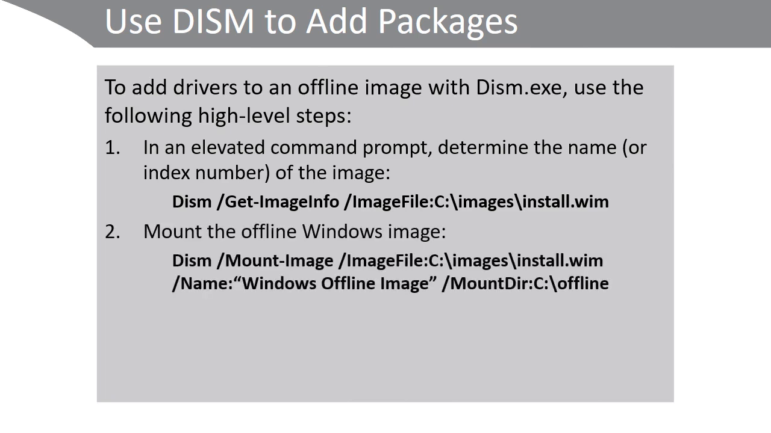The next step is to mount the offline Windows image using the DISM /Mount-Image command. Again, you specify the name of the image by specifying its /ImageFile parameter. Then you mount the image into a separate folder, in this case a folder called c:\offline.